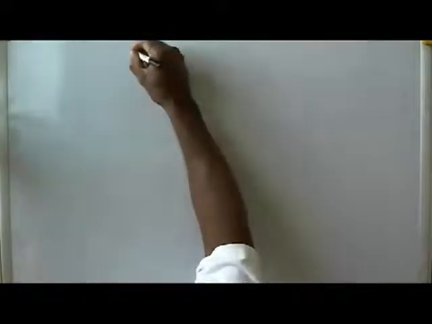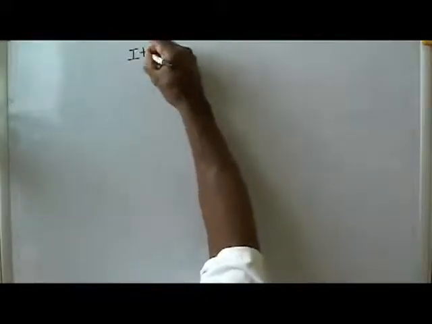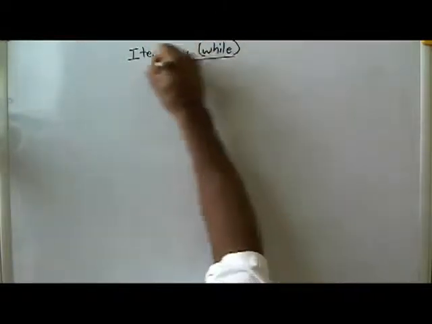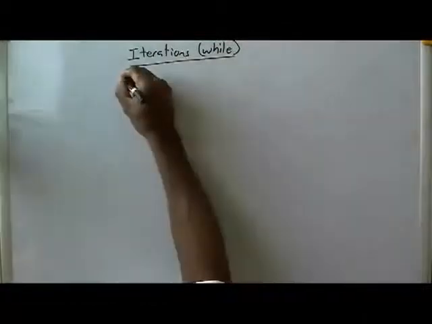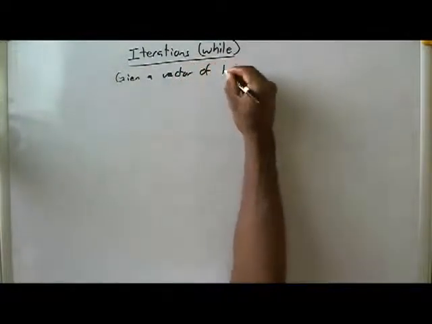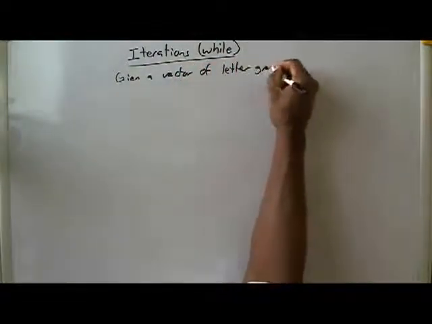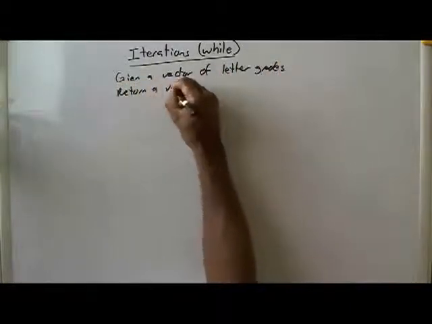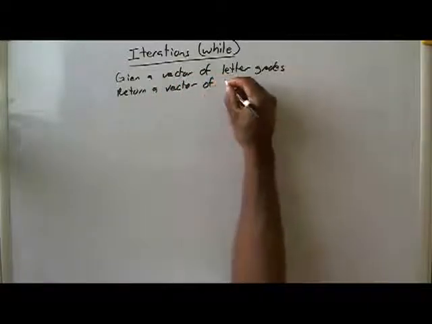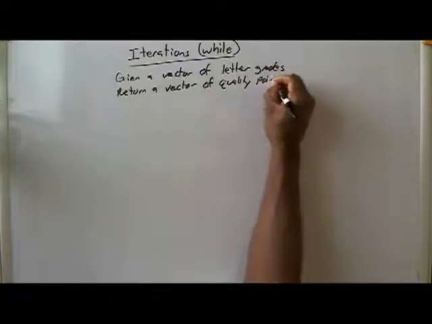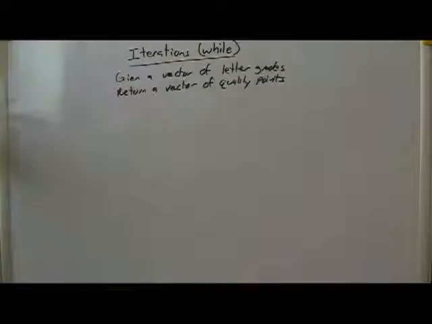This is the third of four examples of implementing iterations with the while loop. This is the example where we're given a vector of letter grades and we have to return a vector of quality points that are representative of the letter grades in the given vector.